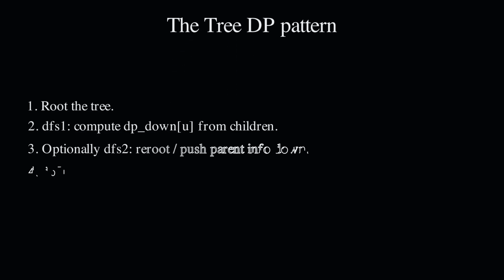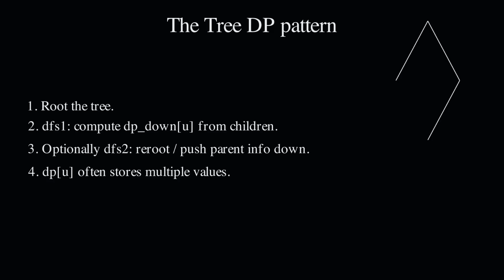So the DP pattern looks like: root the tree, run a bottom-up DFS, and optionally run a second DFS to reroute. And remember that DP states often store multiple values. Once you realize this structure, many tree problems become approachable.